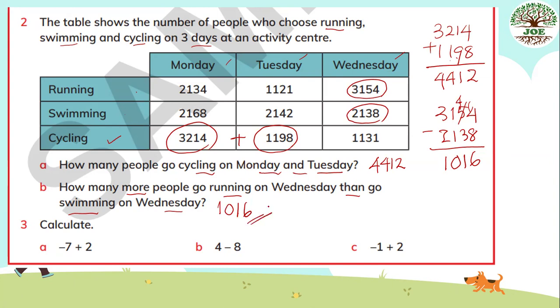Number 3, calculate. Part A, -7 plus 2. Which one is larger? -7 is larger. How much larger? 5 larger. So -5 is the answer. Part B, +4 and -8. -8 is larger, 4 larger, so the sign combination is -4. -4 is the answer. Part C, -1 and +2. +2 is larger, 1 larger. So the answer is +1.